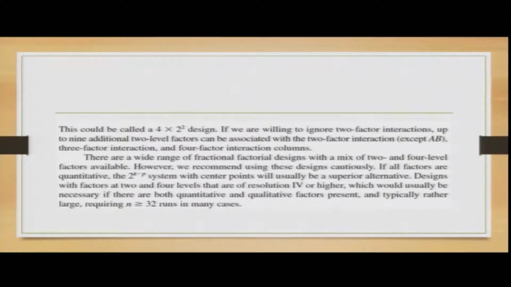See, if all the factors are quantitative and the system is 2 to the power k minus p, depending on the levels of importance you want to assign, or 2 to the power k minus p system with center points, it will usually be a superior alternative. Designs with factors at 2 and 4 levels that are of resolution 4 or higher would usually be necessary if there are both quantitative as well as qualitative factors. So, we will define and design them depending on whether they are quantitative or qualitative. Factors present are typically rather large, requiring about n greater than 32, in many such cases.